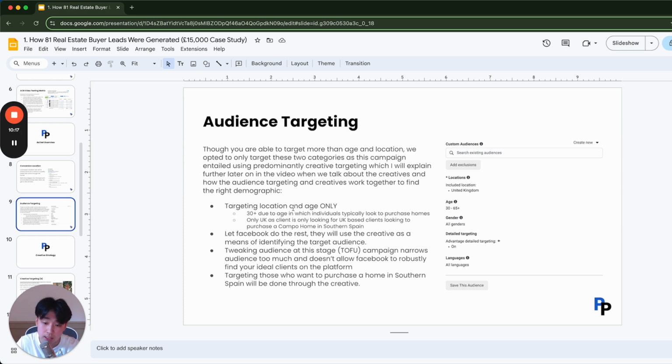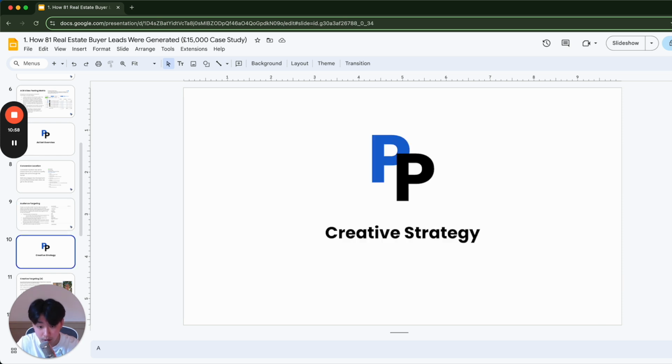So basically, let Facebook do the rest, right? They will use the creative as a means of identifying the target audience and tweaking the audience. Doing this at the very top of the funnel narrows the campaign too much and doesn't allow Facebook to robustly find your ideal client on the platform. So just to reiterate, targeting those who want to purchase a home in southern Spain will be done through the creative. Let's now look at the creative strategy.